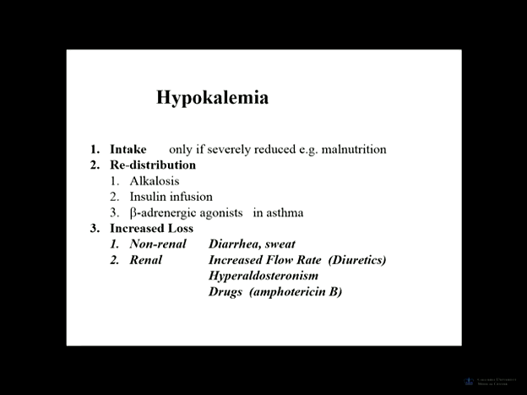Insulin infusion, we use that to control hyperkalemia. But when you give insulin to patients who have, let's say, pretty severe diabetic ketoacidosis, you can see that their potassium can plummet very quickly to low levels. And I mentioned that patients, especially asthmatics, because they take a lot of beta agonists, can develop hypokalemia.